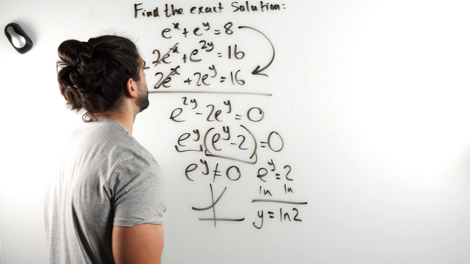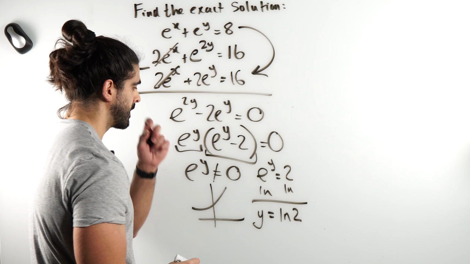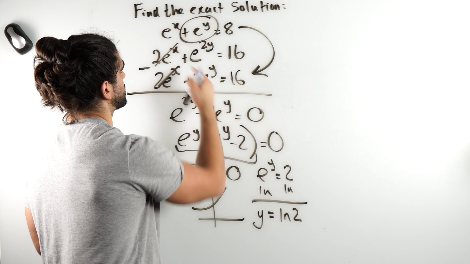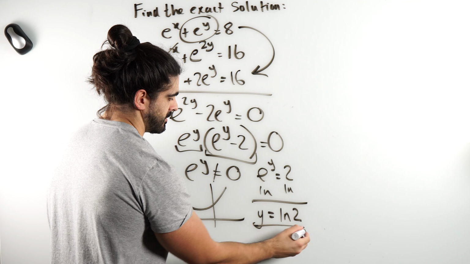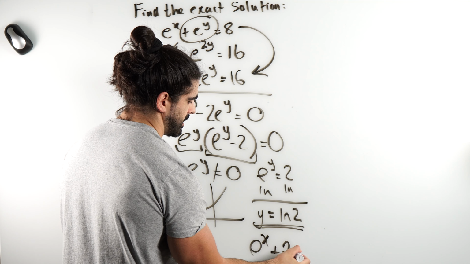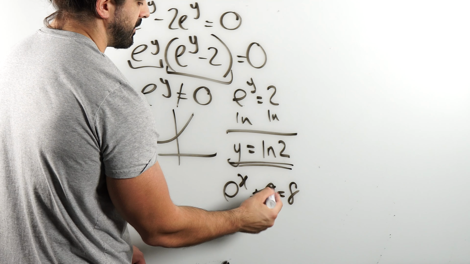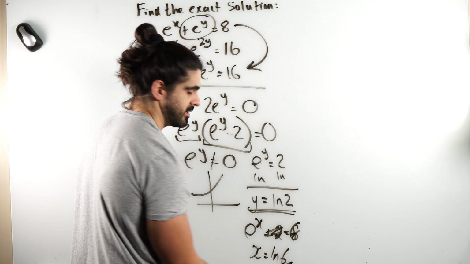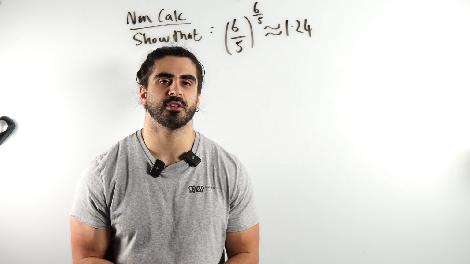But then don't forget, we need to find what x is. Might as well sub into here. So you have the value of e to the y is 2, right? So you have e to the power of x plus e to the power of y, which is 2, is 8. So you have e to the power of x is 6. Ln both sides. X is ln 6. Easy. Nice. Ln gang.